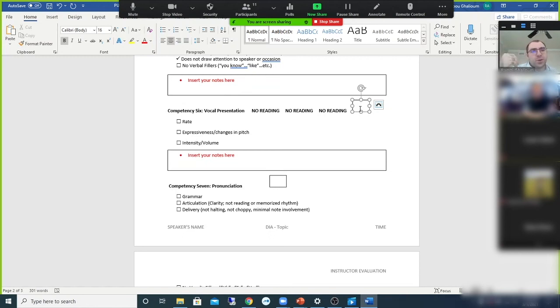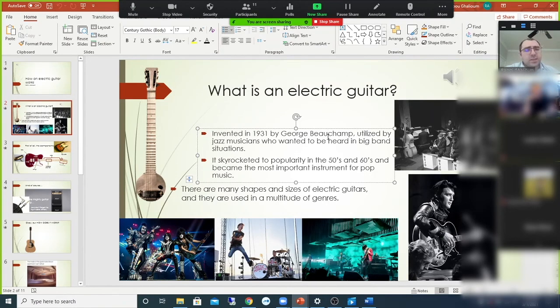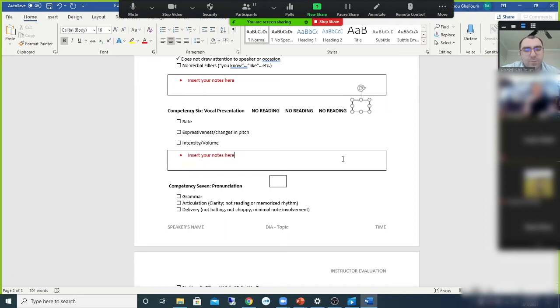Somebody in the previous class said, well, you had a visual aid presentation. But just like I showed you in the first slideshow, if we take a look at this, I didn't sit here and say, invented in 1931 by George Beauchamp, utilized by jazz musicians who wanted to be heard in big band situations. Then I would be reading off the material. I didn't do that, right? The slide contained a paraphrasing of the concept that I was trying to explain. That's really what you want to go for in your slides and your slideshows, okay? So I wasn't reading off anything.